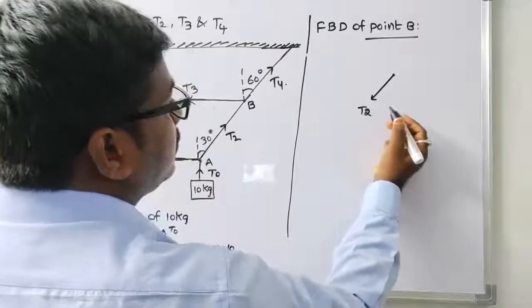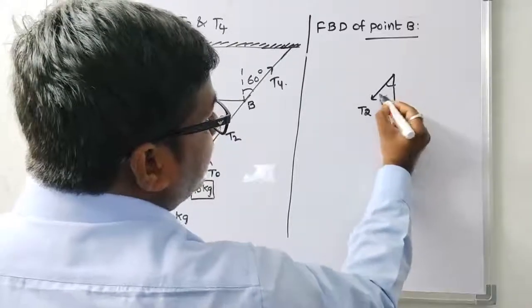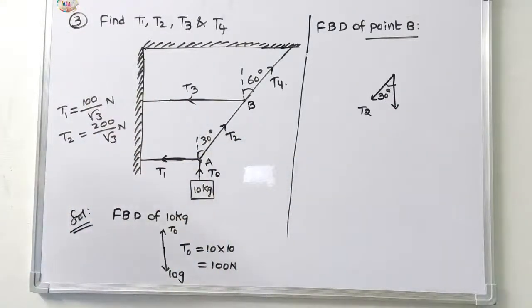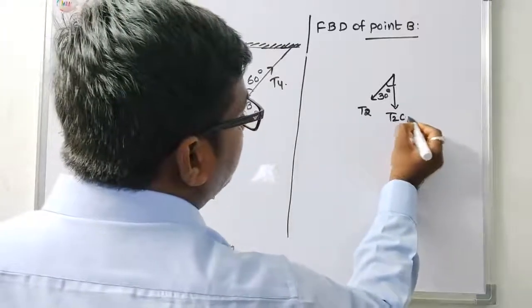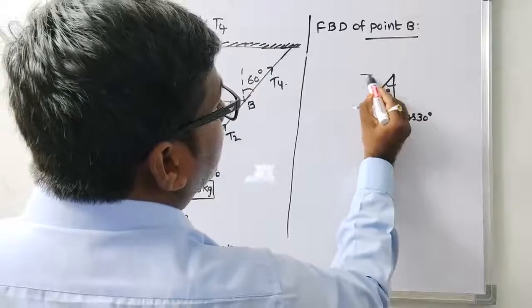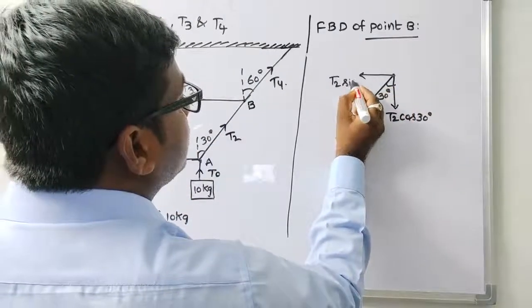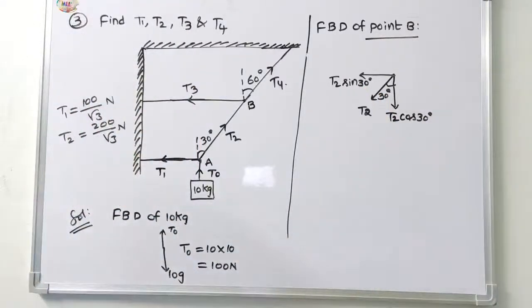Okay, T2 makes an angle of 30 degrees. It is resolved into two components. The horizontal one is T2 cos 30, and this one is T2 sin 30 degrees. So T2 cos 30 and T2 sin 30.